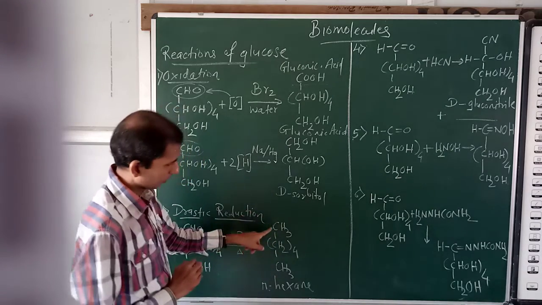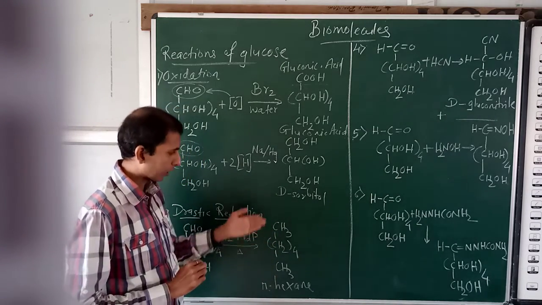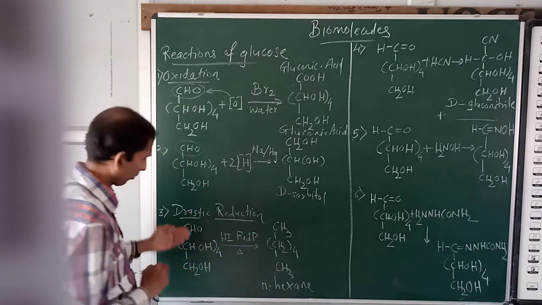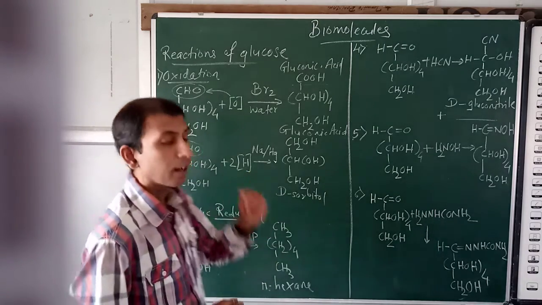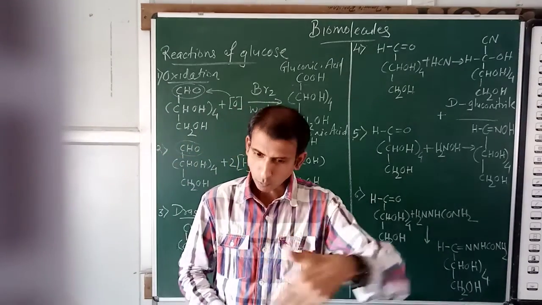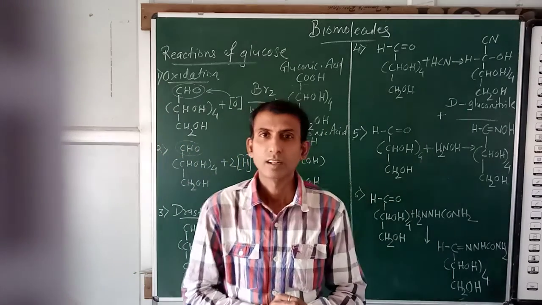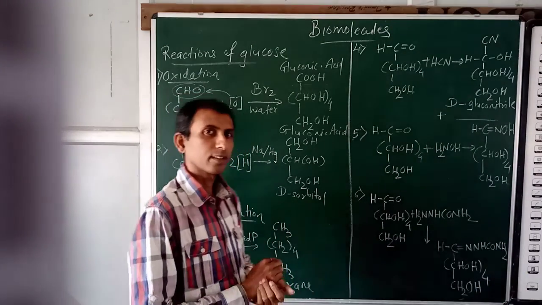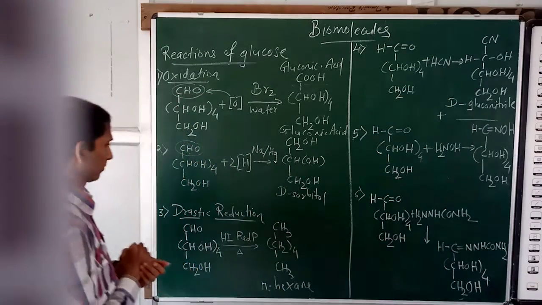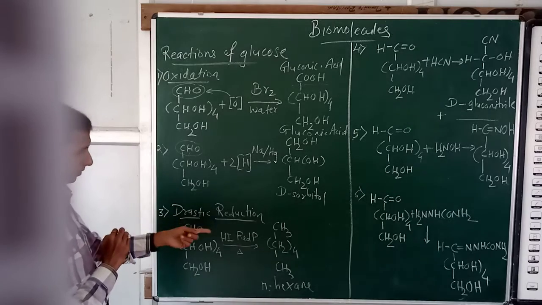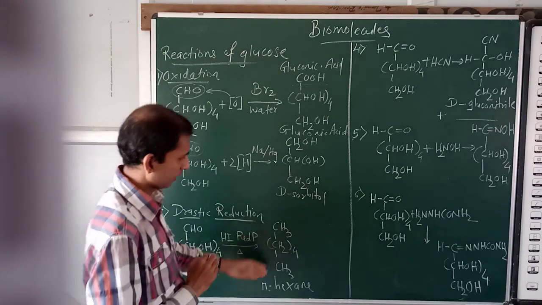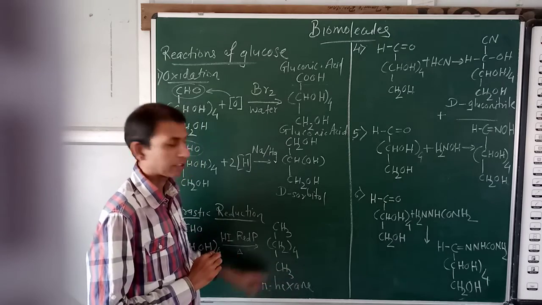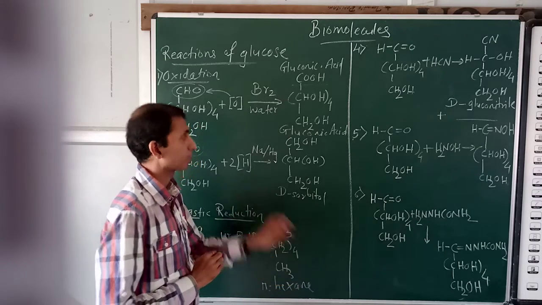Can you see here, in this molecule do you see oxygen anywhere? There is no oxygen here; here there is oxygen, here there is not. So removal of oxygen, complete removal of oxygen, is called complete reduction of glucose in this case. So we get here a hydrocarbon, n-hexane. n means normal straight chain hexane.